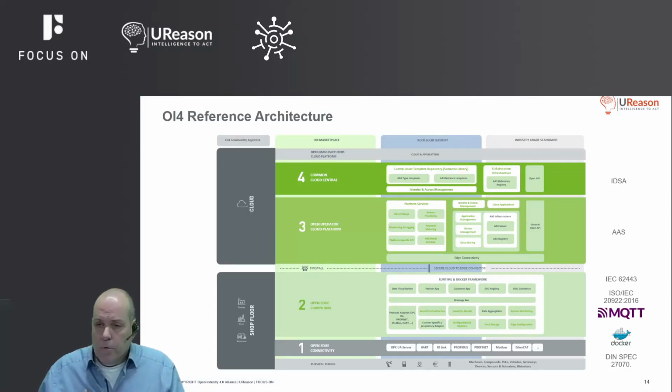Now, UReason, actually all the parties in this webinar, is a member of the Open Industry 4 Alliance. Why are we a member of the Open Industry 4 Alliance? Because it allows us to take our customers, our asset owners, but also our OEMs along an implementation path that is not convoluted, which uses standard publications, which is accepted by industry and which is supported by a large number of members of the Open Industry 4 Alliance.